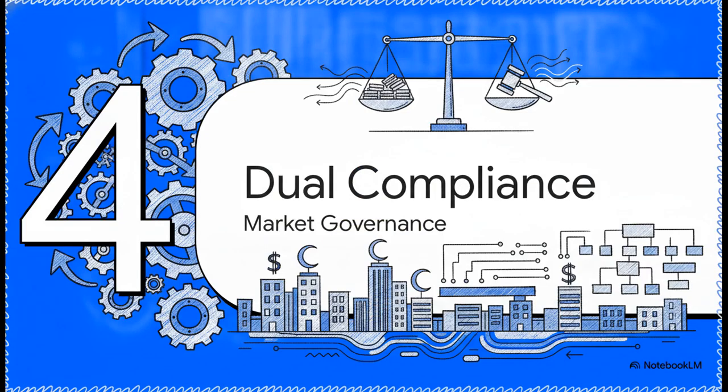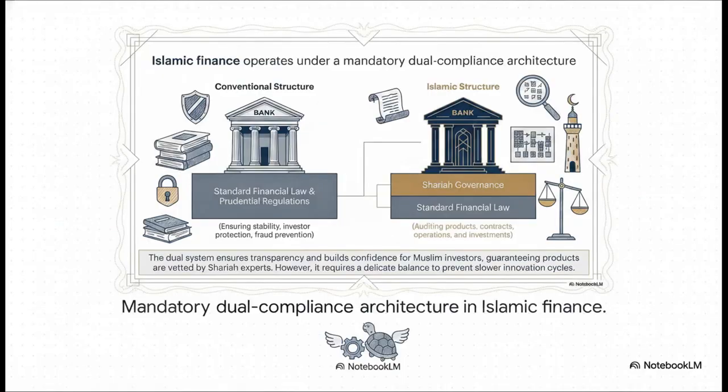Section 4. Governance and dual compliance. With such complex asset-backed instruments, how are these markets actually kept in check? Well, it's a delicate balancing act. While a conventional bank operates under standard financial law to ensure stability, Islamic finance requires a mandatory dual compliance architecture. Not only do these institutions have to pass the exact same rigorous financial laws as conventional banks, but they also have a second, towering layer on top: Sharia governance.